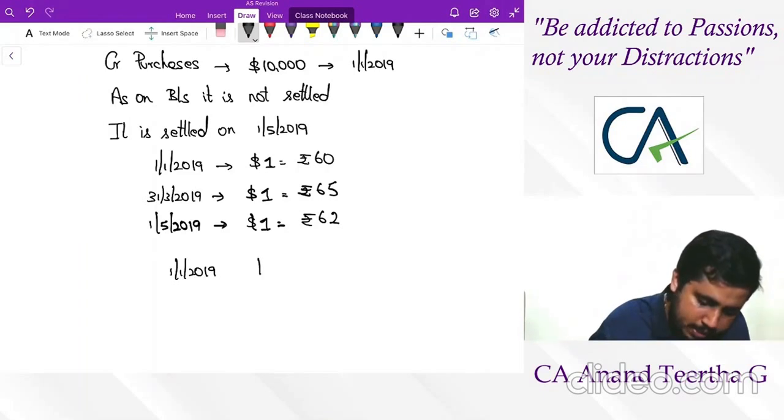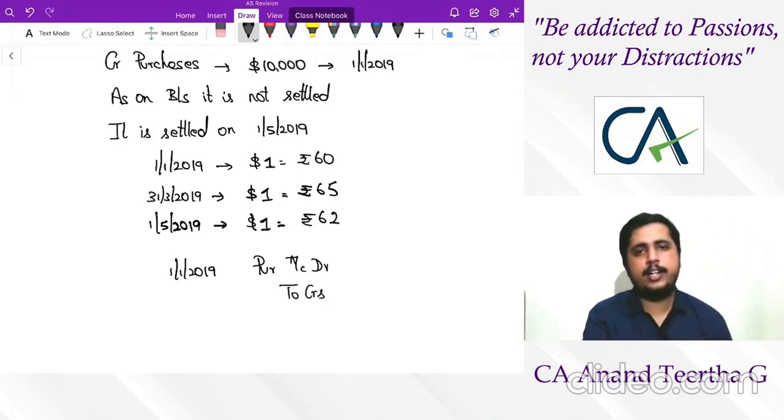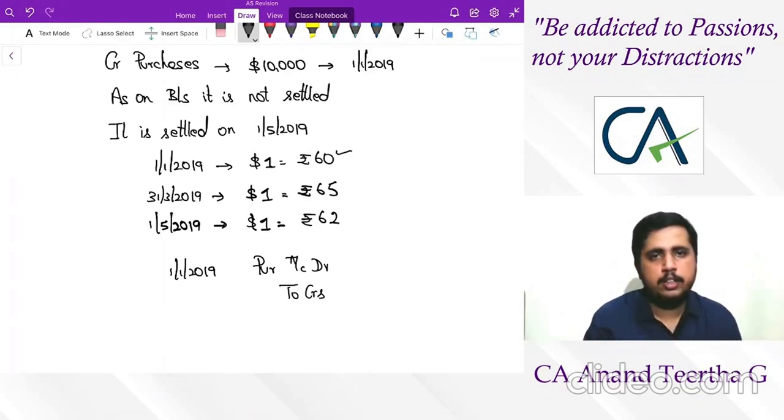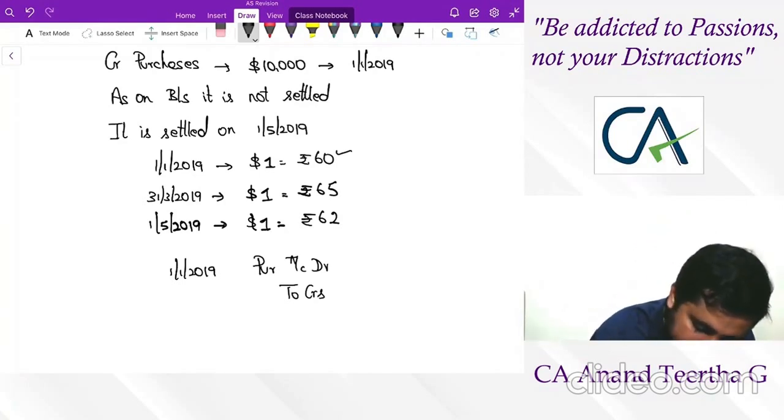What entry should I pass? Purchases account debit to creditors account. But what does the rule tell? You shouldn't write the entry in foreign currency. You should convert that to reporting currency. How? Exchange rate. What date? Date of transaction. What is that? 60 rupees. So basically, $10,000 into 60 rupees I have to consider. So this is going to be 6 lakh, 6 lakh.